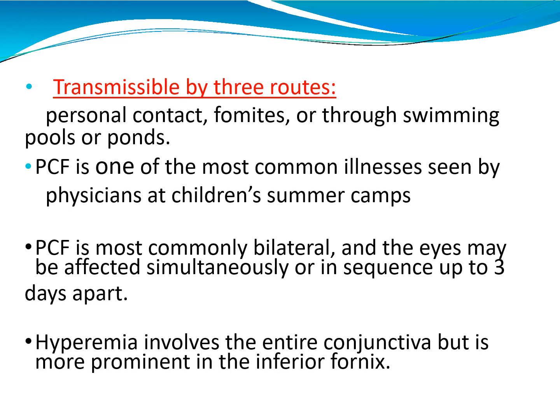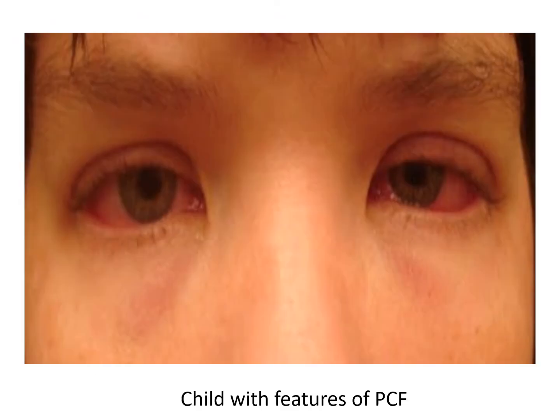Pharyngoconjunctival fever is one of the most common illnesses which is seen by physicians at children's summer camps. This is most commonly bilateral, and the eyes may be affected simultaneously or in sequence up to 3 days apart. Hyperemia involves the entire conjunctiva but is more prominent in the inferior fornix. This image shows a child with features of pharyngoconjunctival fever.